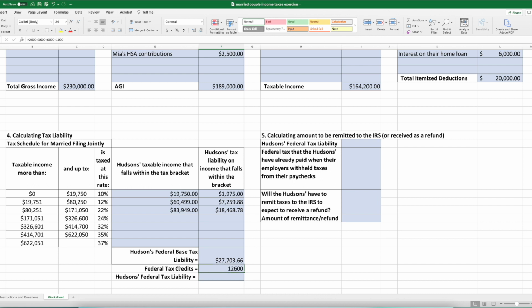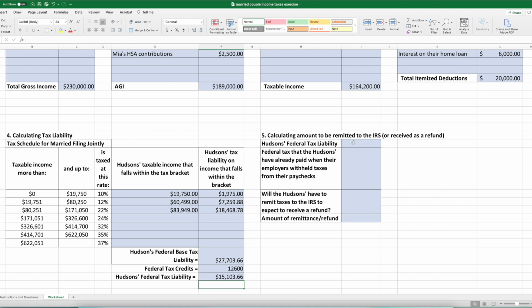Okay, so the way that the tax credits work is they reduce your tax liability dollar for dollar. So to calculate their final tax liability, we subtract the tax credits from their base tax liability. So we take the base tax liability, subtract from it the tax credits they're eligible for, and so their federal tax liability is $15,103. Okay, pretty good. They've managed to reduce their tax liability quite a bit, due to these multiple tax credits that they are eligible for.